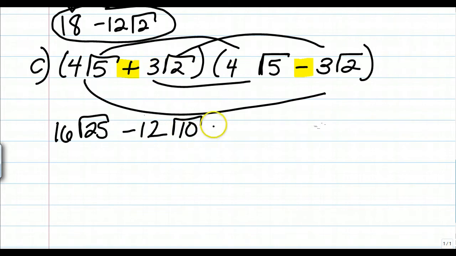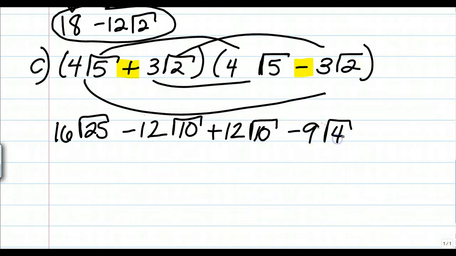3 times 4 is 12. And 2 times 5 is 10. And then you have 3 times negative 3, which is negative 9. 2 times 2, which is 4. And if you notice, these are going to cancel. And that's what I'm talking about. Your middle terms are going to cancel.